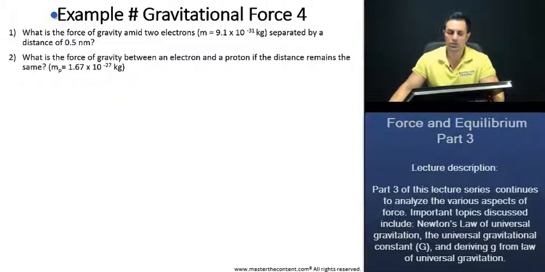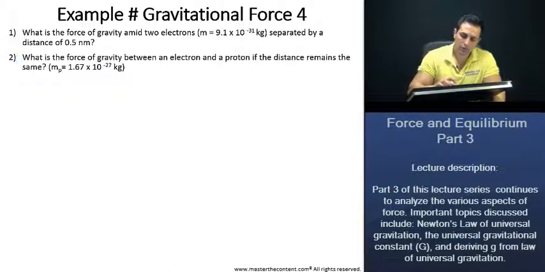Example, gravitational force 4. What is the force of gravity amid 2 electrons, where the mass is 9.1 times 10 to the power of negative 31 kilograms, separated by a distance of 0.5 nanometers? Secondly, what is the force of gravity between an electron and a proton if the distance remains the same? The mass of the proton is 1.67 times 10 to the power of negative 27 kilograms. On this slide, we'll tackle number 1, and then on the subsequent slide, we'll tackle number 2.